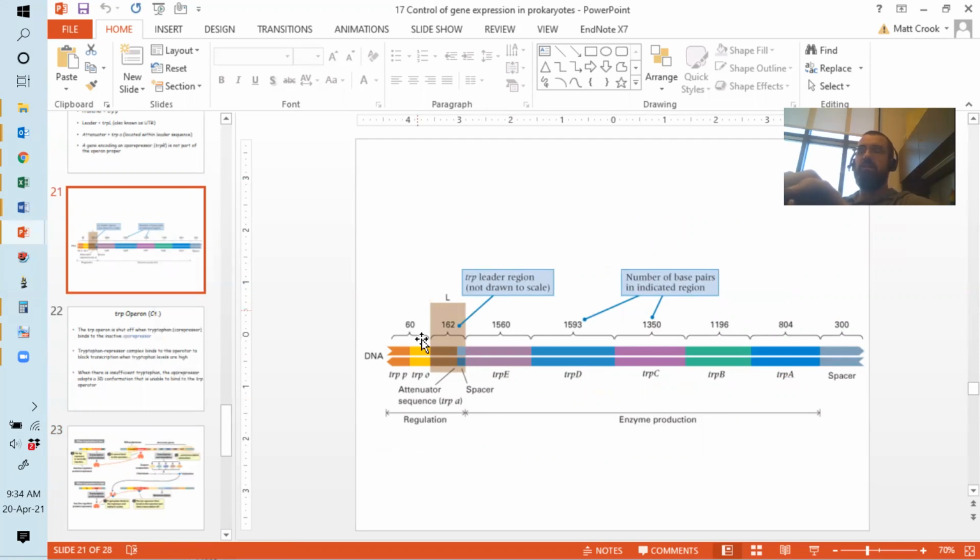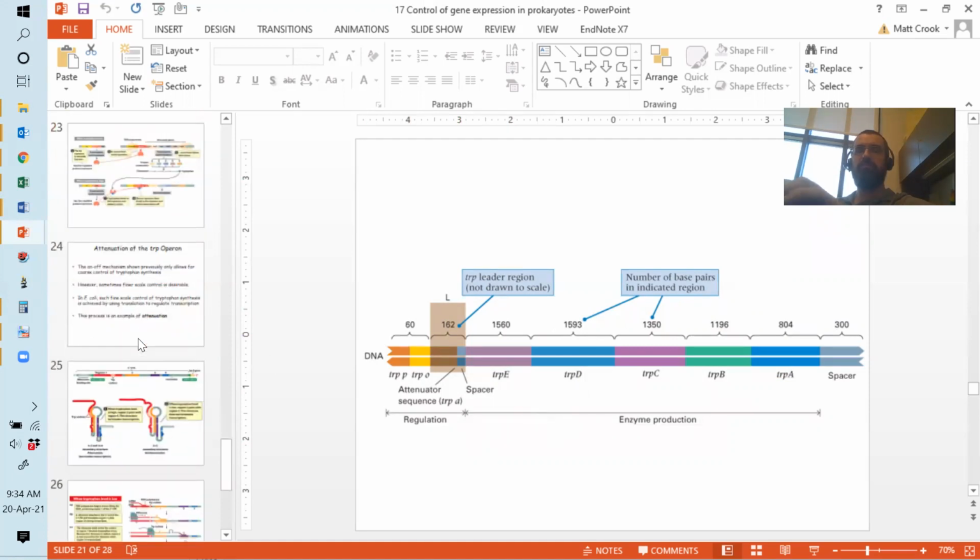I don't know why it's called an untranslated region. It is partially translated, but it's part of the polycistronic mRNA. That's a long word. Don't try saying that when you're tired or drunk. But it doesn't produce a structural protein, right? So this is partially translated, but its ability to be translated is the sensor for tryptophan levels, right?